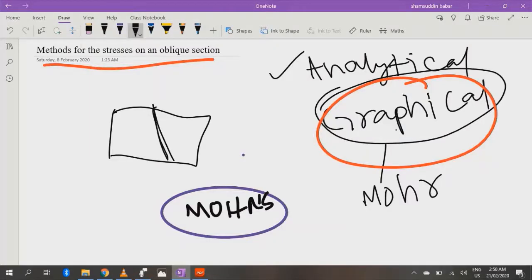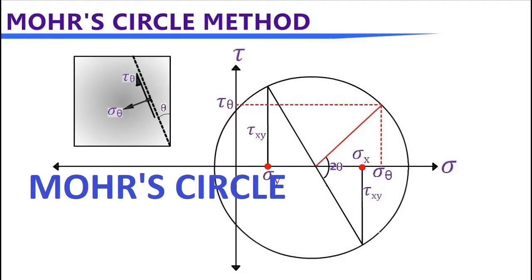Assalamu alaikum. In today's lecture we are going to study one of the most interesting topics, Mohr circle. Remember that Mohr circle is a graphical method to solve and find normal and shear stresses on an oblique section. There are two methods to find stresses in an oblique section: analytical, meaning with respect to formulas, and graphical, or the Mohr circle method.